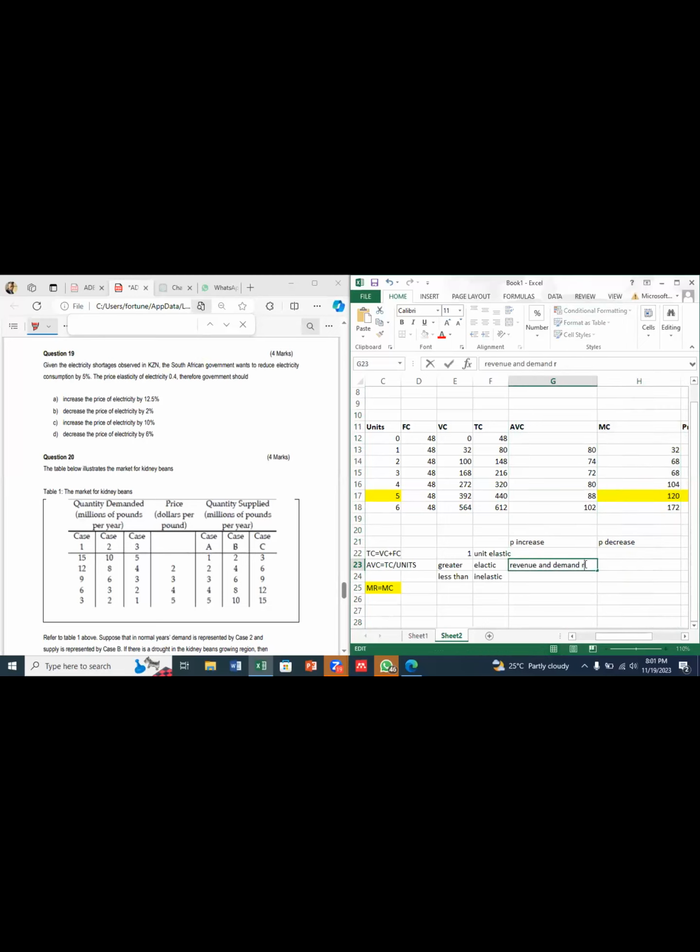So here you're going to be having a reduction. And there on revenue and demand, you are going to be having, okay, now I'm copying the same thing here. On revenue and demand, you're going to be having it increasing if you reduce the price.